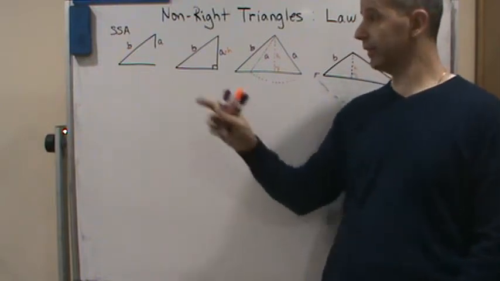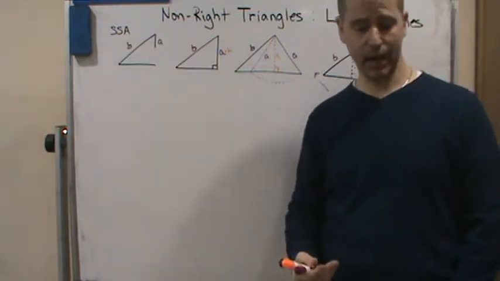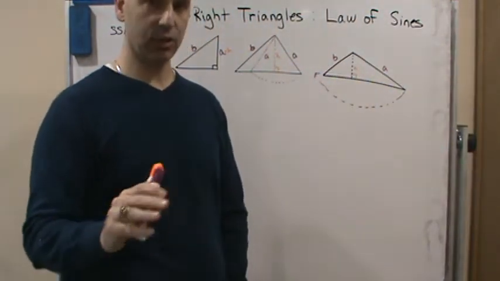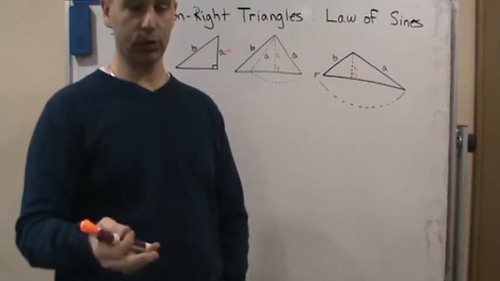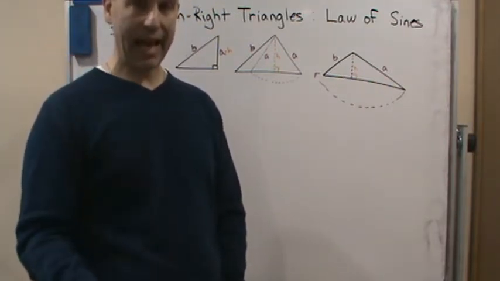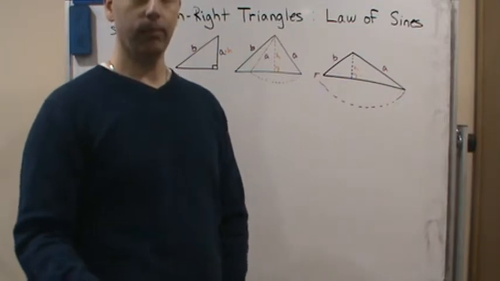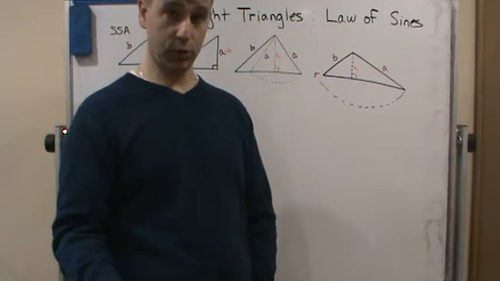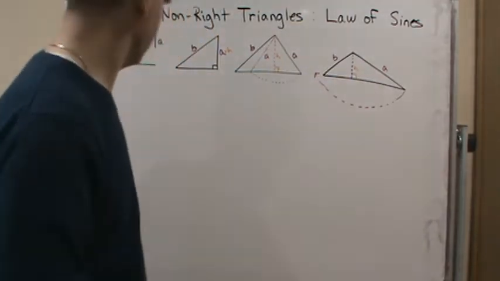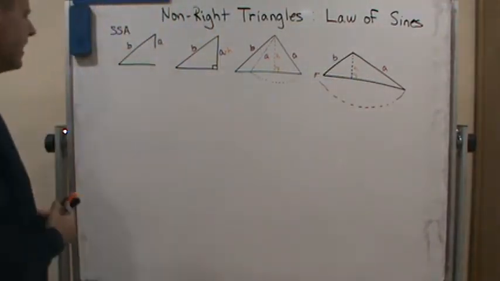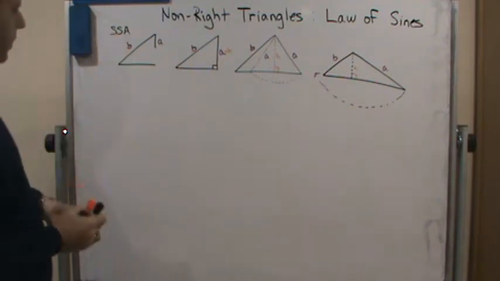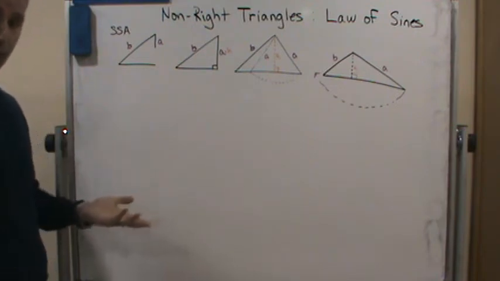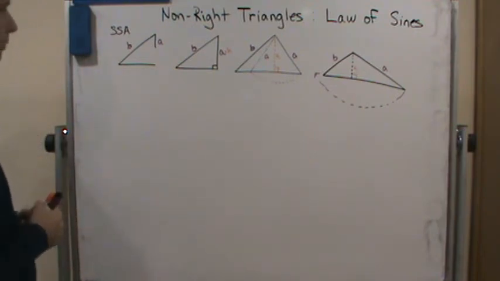When you're dealing with the SSA situation, you have to be aware that there may not be any solution. There might not be a triangle. It might not be a real triangle. It may have exactly one answer, or there may be two possible solutions, two possible triangles. Remember, side-side angle is where you know two of the sides and then one of the angles opposite one of those sides.